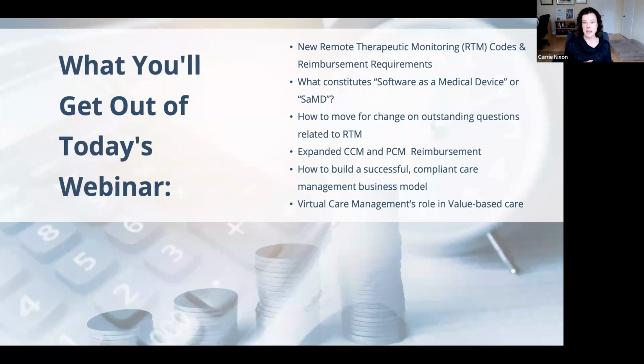Then we're going to move to talking about the expansions in chronic care management services and principal care management services that were implemented in this new fee schedule. We'll talk about how to build a successful and compliant virtual care management business model, and we're going to touch on the role that virtual care management services have to play in value-based care.